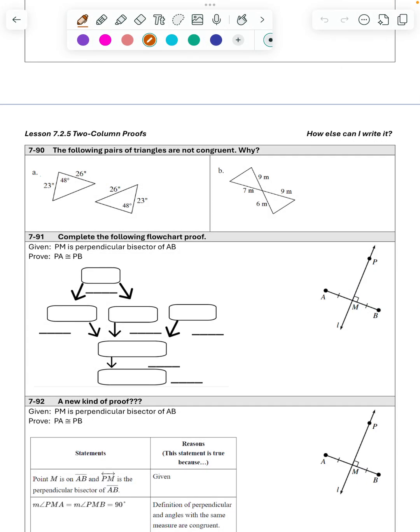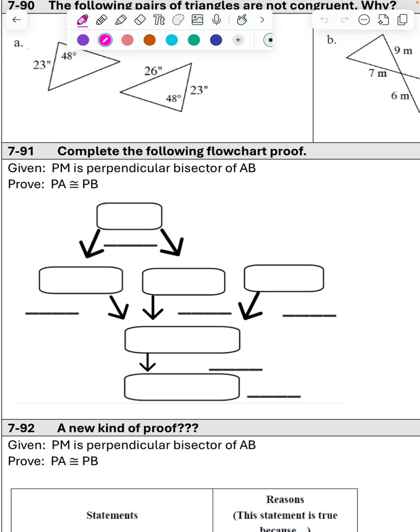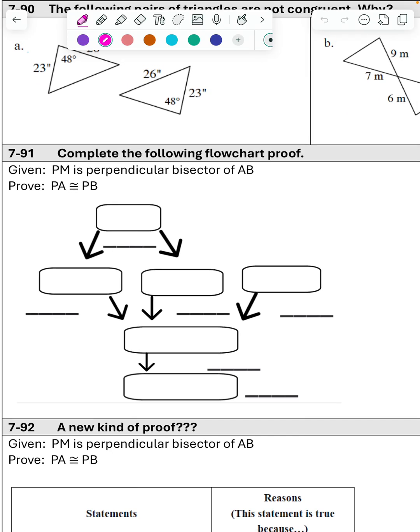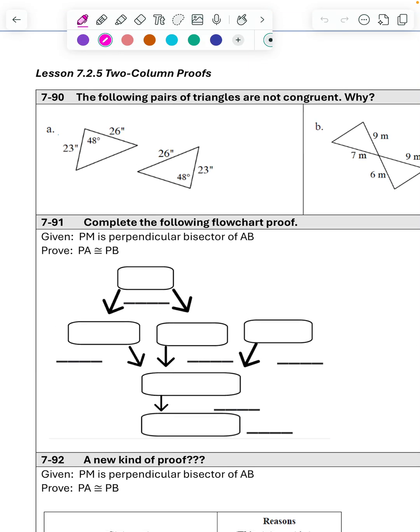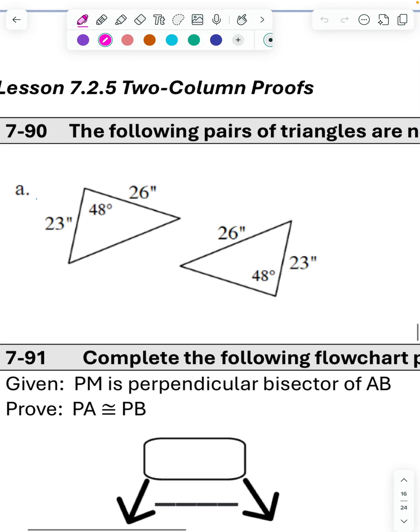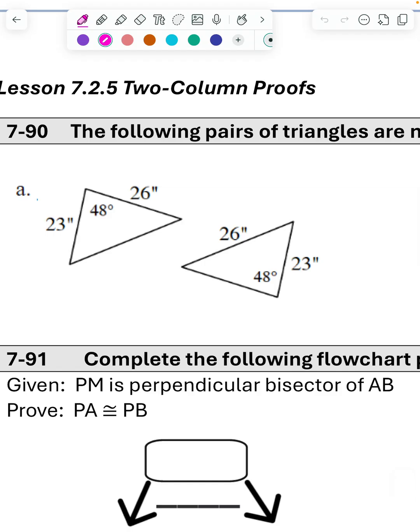All right, everyone, this is lesson 7.2.5, and this is when we're learning about a new way to organize our proofs. We've been doing the bubbles, the flowcharts before, and we're going to learn about how to do flowchart proofs. But first of all, let's look at this pair of triangles right here. Apparently, these are not congruent, and so we're supposed to figure out why.